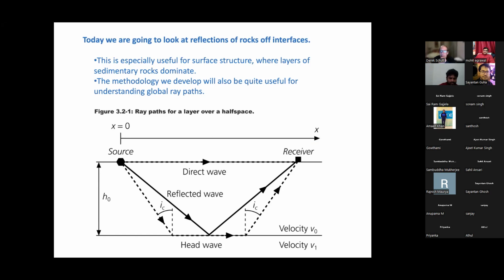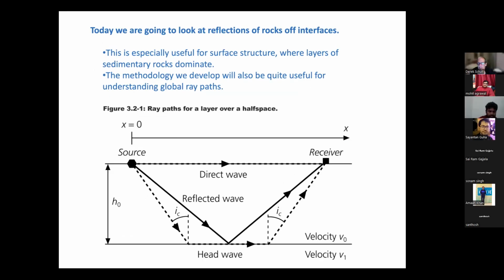So reflections off of interfaces are quite useful, especially if you are interested in seismically probing sedimentary layers. But it's also quite useful for understanding global ray paths. So we will start with a simple layer over a half space, and rather than the refracted or head wave, we will think about the reflected wave this time.